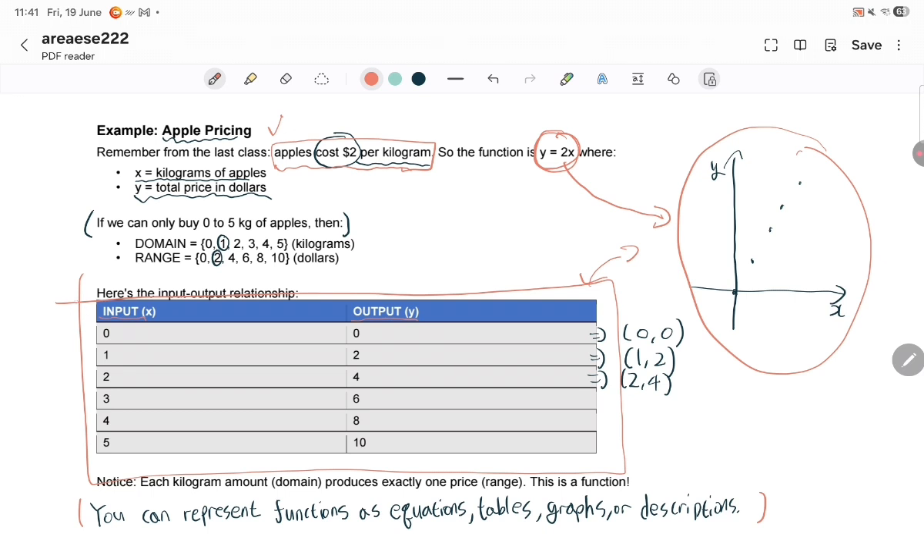So even if you know only this graph, or this table, you would be able to plot a graph on a Cartesian plane or find the rule and then find the equation. That's something that we are practicing at this point.